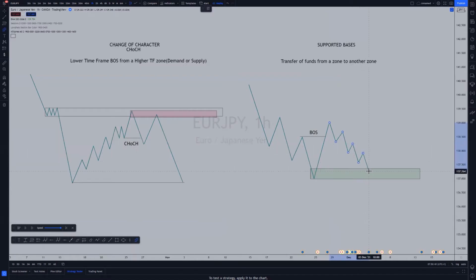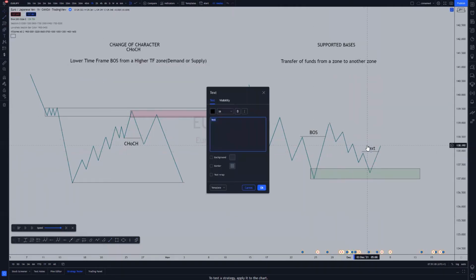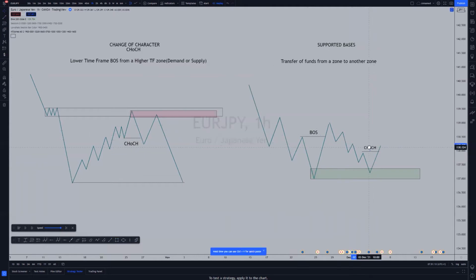And once price mitigates this zone and breaks structure, this lower time frame break of structure is what I call my change of character. So don't get it twisted, guys. It is not difficult. Don't let vocabularies make you feel Forex is one hard thing. So this is my CHoCH. This is my change of character.